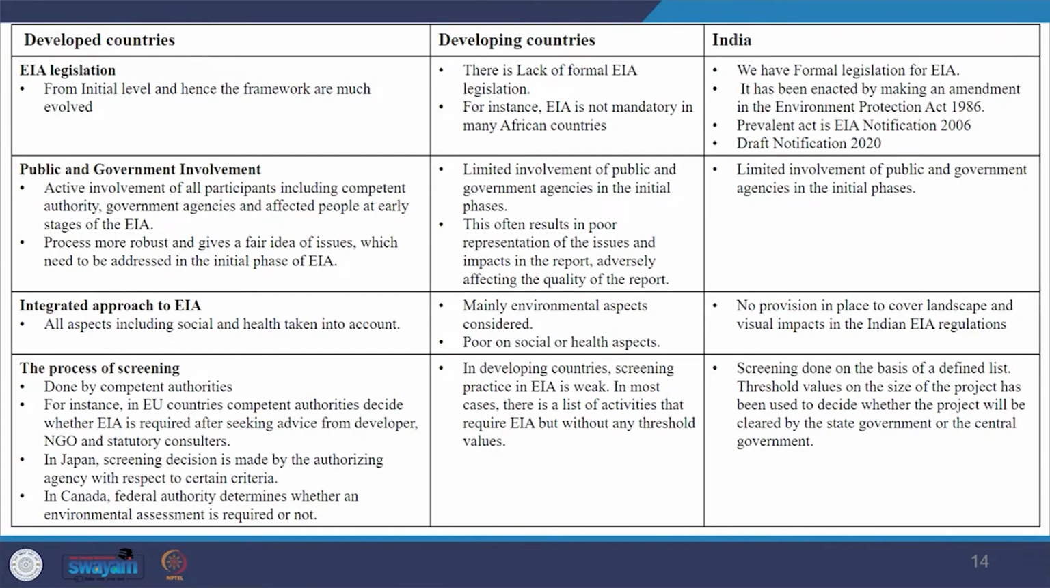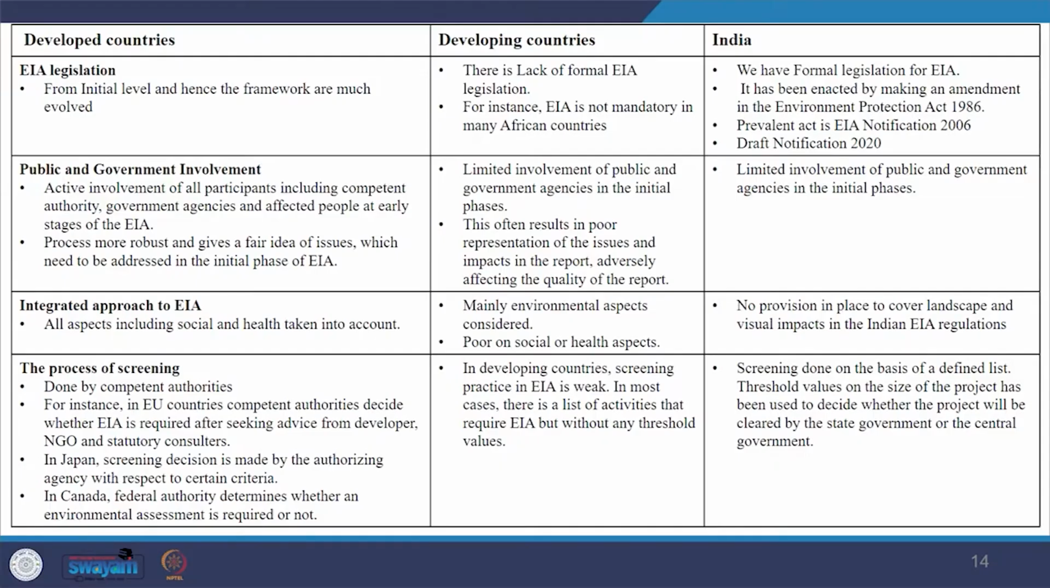So, looking at another aspect of EIA, looking at the process, and especially the screening part of the process. We see that in developed countries, it's very well defined. For instance, in EU countries, competent authorities decide whether EIA is required after seeking advice from the developers, NGOs, and statutory consultants.